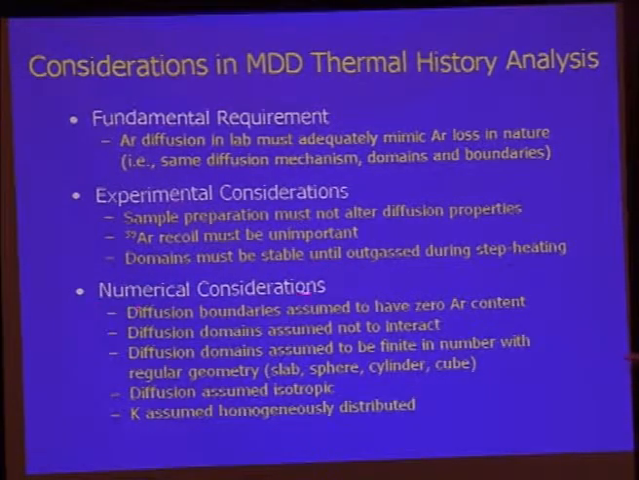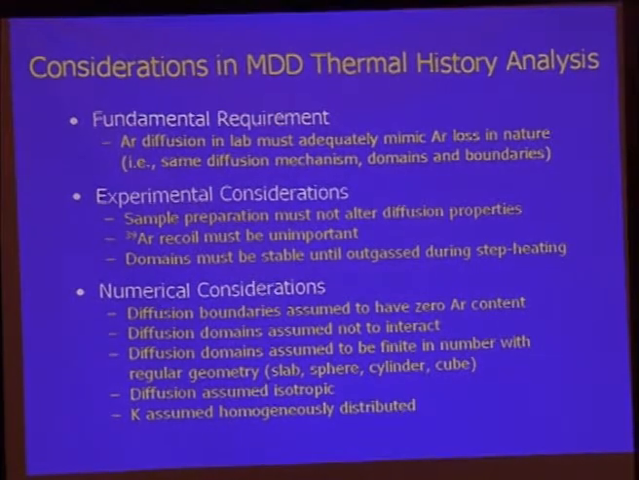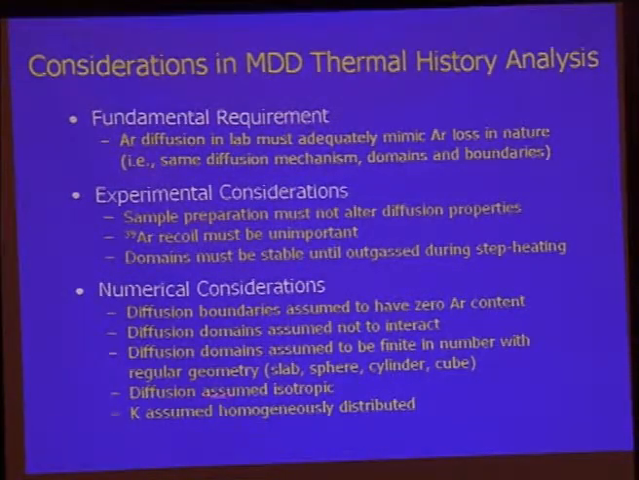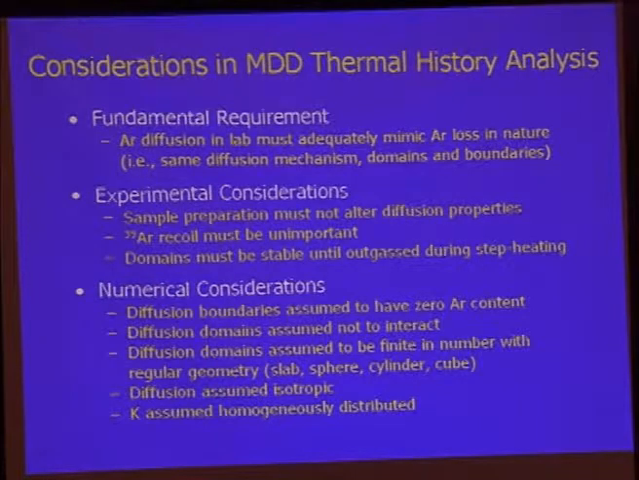And then there are other requirements of the model that really are simply that we didn't want to make the model any more complicated than it had to be. But anything that you read here, if the potassium isn't homogeneously distributed, then make a model in which the potassium is not uniformly distributed. It's okay. The diffusion domains are assumed not to interact. Remember this one, because all that is a requirement of the model.